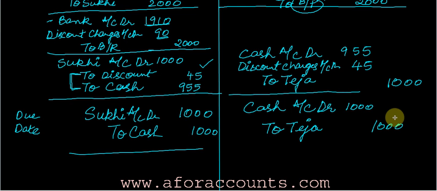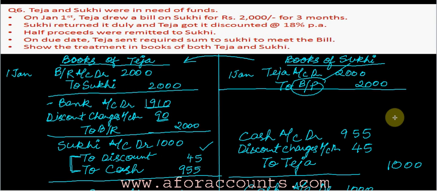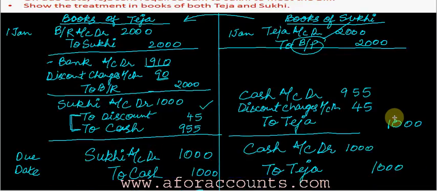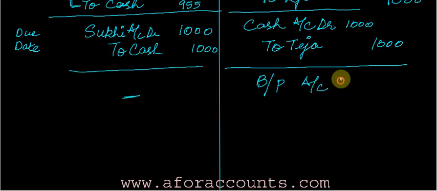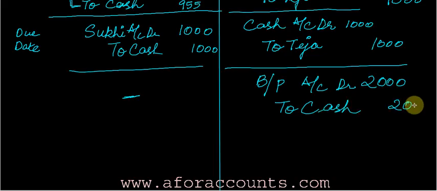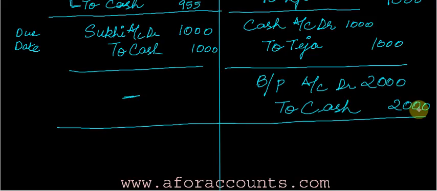Okay, and on the due date, Teja sent the required sum. Sukhi met the bill. Sukhi met the bill means he just simply paid the bill. So no entry here for payment. And on 4th April the payment is made. So bills payable account debit. The bill was for 2000 in total. 1000 he had kept, 1000 he received. So bill payable account debit to cash 2000. This is how accommodation of bill works.